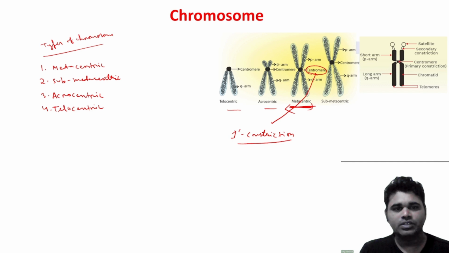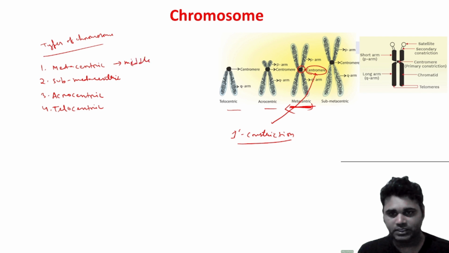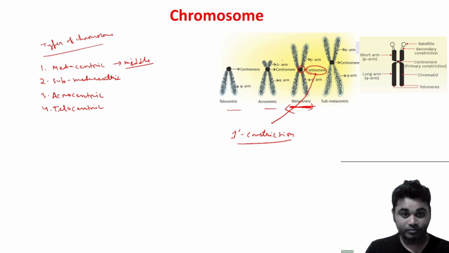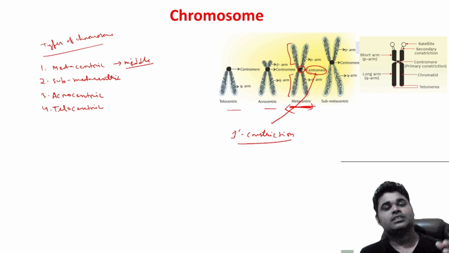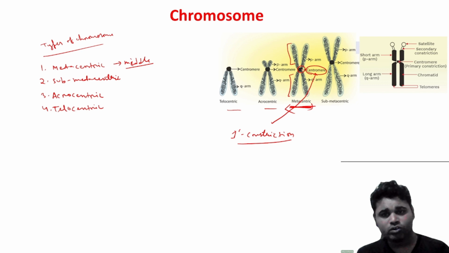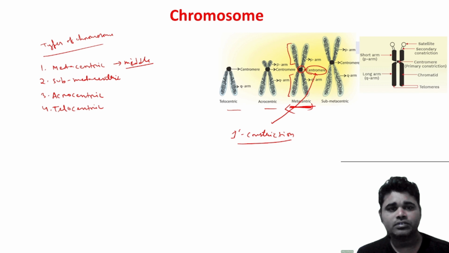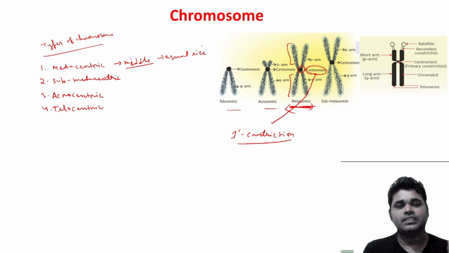So this is the centromere, and in the metacentric chromosome, the centromere is present at the middle. So that means in the metacentric, the centromere is present at the middle of the chromosome. This is one arm, this is the other arm of the chromosome. Because the centromere is present at the middle, these two arms are of equal size. Okay, so this is the metacentric chromosome.